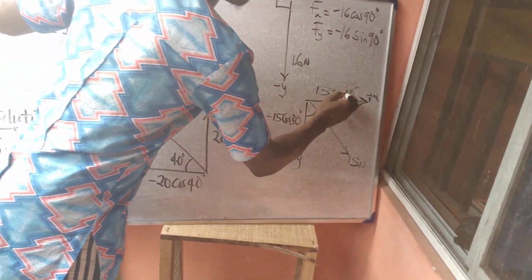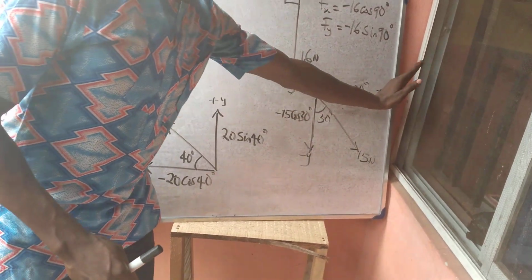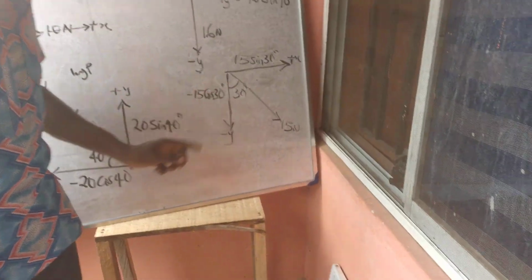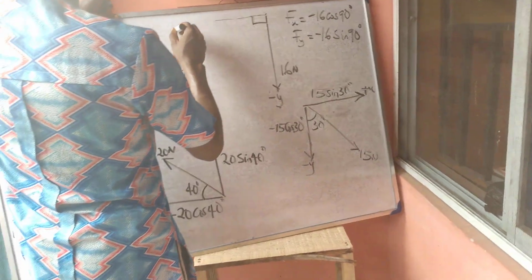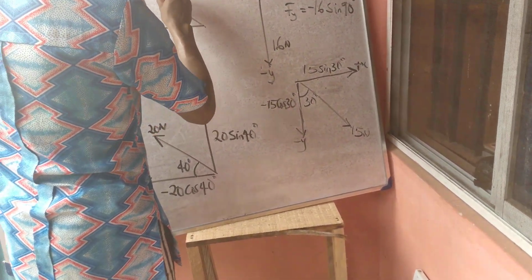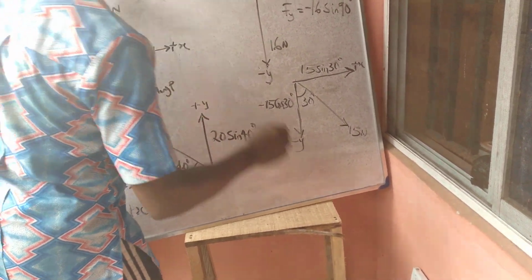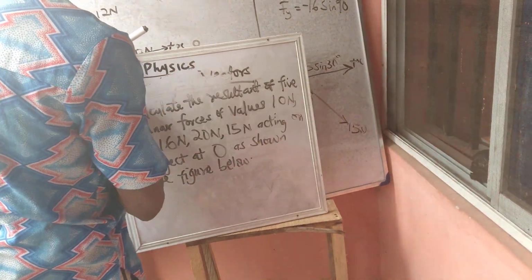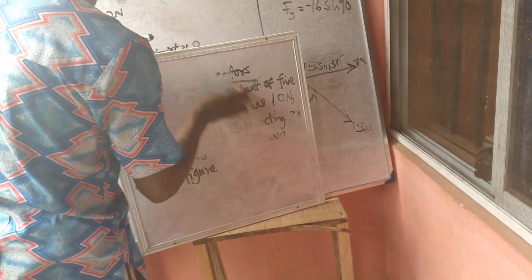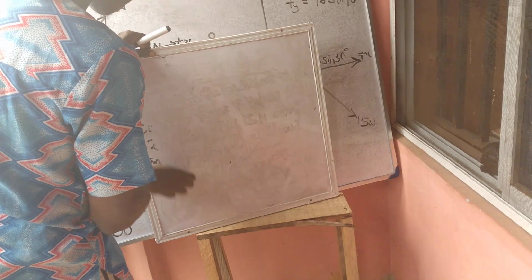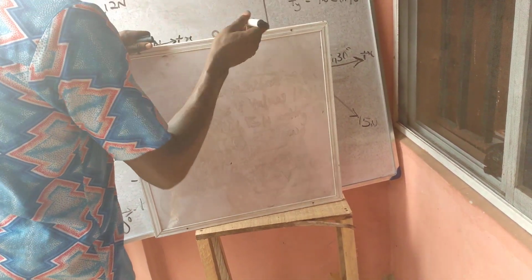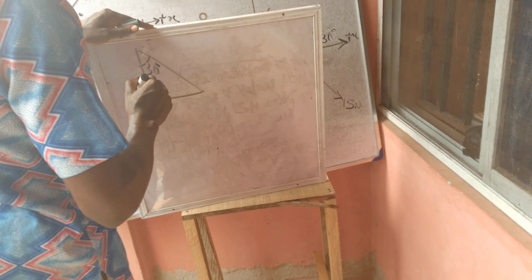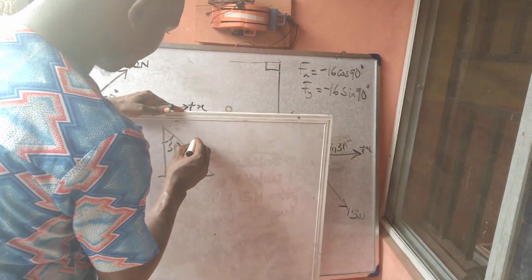Okay, so that is what we have. It's going this way towards the right: 15 sine 30. Coming downwards, you have minus 15 cos 30 degrees. Why? Because the angle was inclined this way. If you extract this component out, you have something like this: 30 degrees, and here you have 15 Newton.